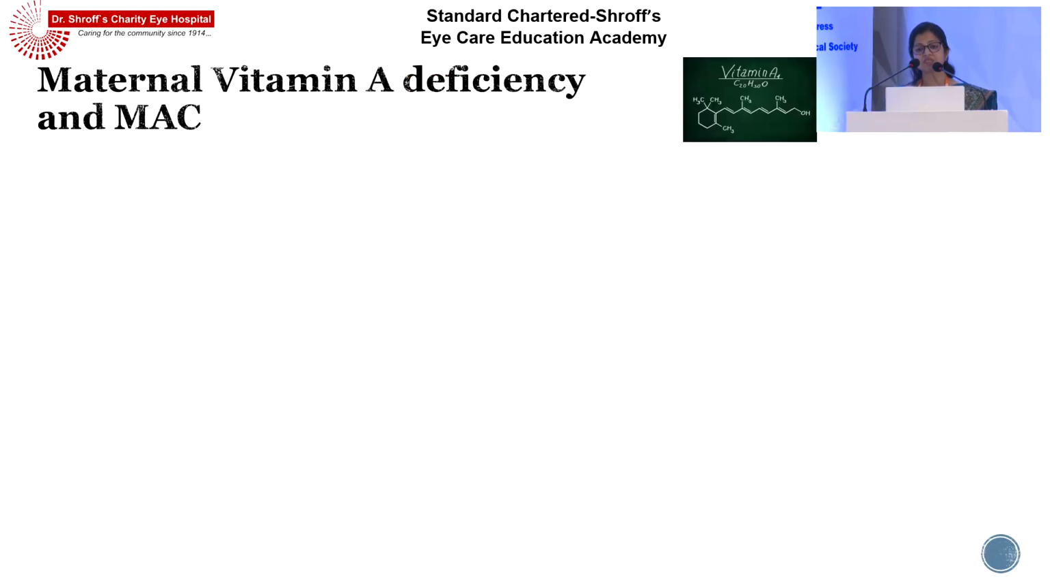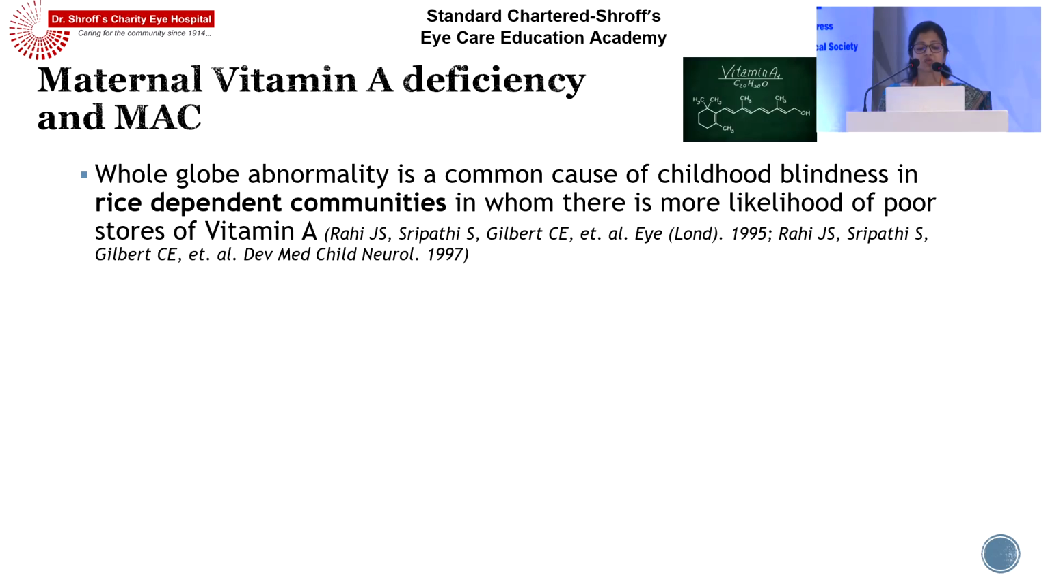It has also been seen that genetic defects in the retinoic acid pathway lead to very severe kinds of MAC disorders. So is there a link between maternal vitamin A deficiency and MAC? And that is what came to our mind. So if we see, there is some indirect evidence, like both whole globe abnormalities and maternal vitamin A deficiencies are actually more common in rice-dependent communities, where there is a likelihood of poor stores of vitamin A.